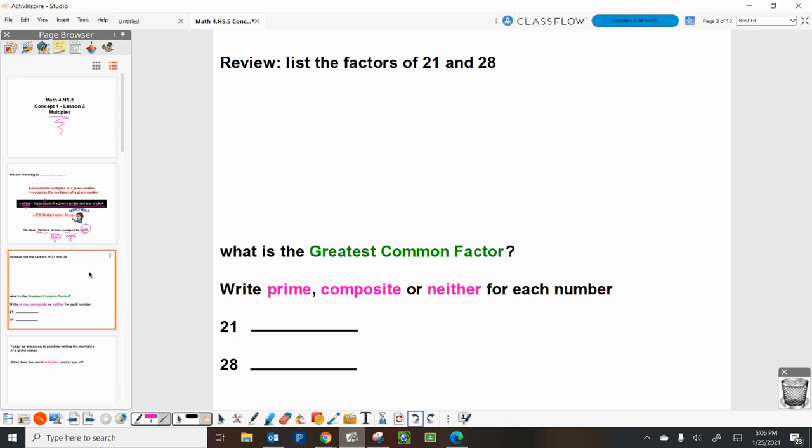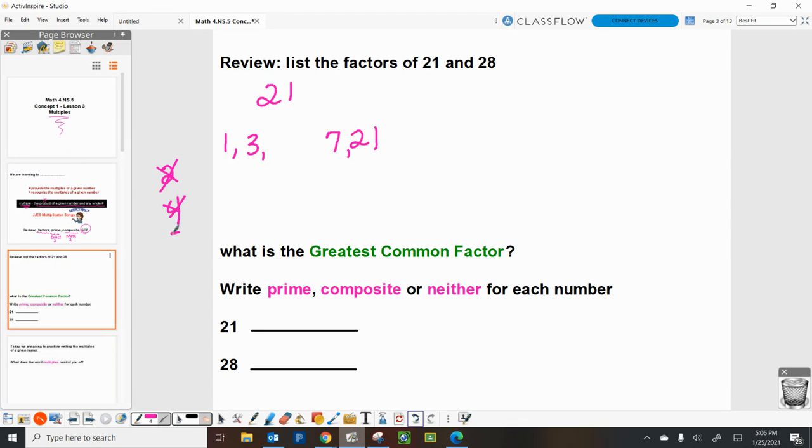So let's review this real quick. We need to review 21 and 28. So let's list my factors of 21. I know I have 1 and 21. It's not even, so I cannot do 2. 3. Well, let's sing my 3 song. 3, 6, 9, 12, 15, 18, 21, 7. So 3 times 7. Let's try 4. 4, 8, 12, 16, 20, 24, 28.